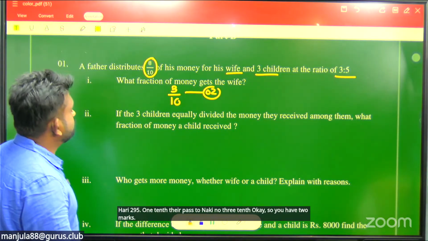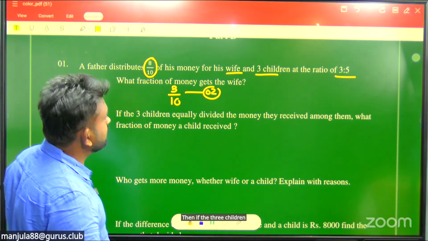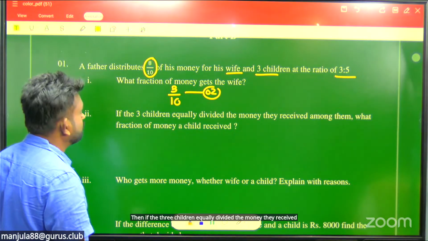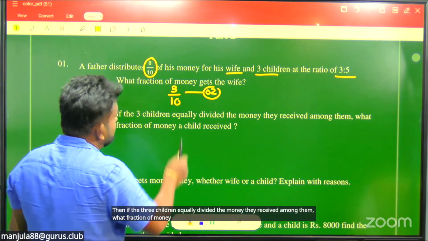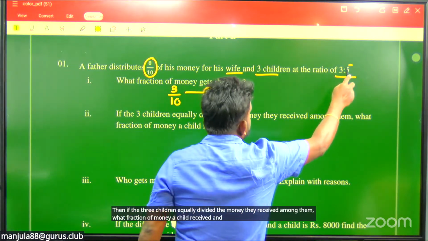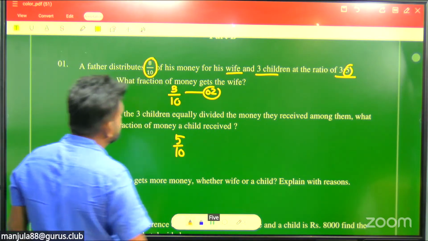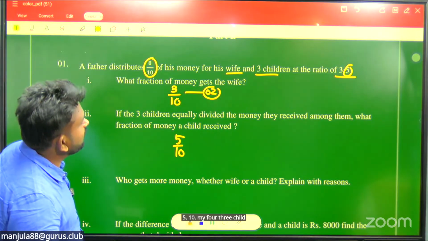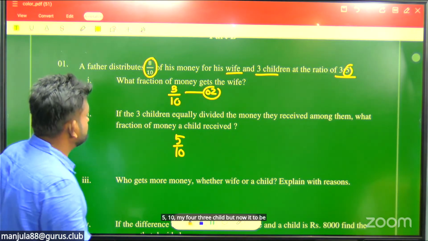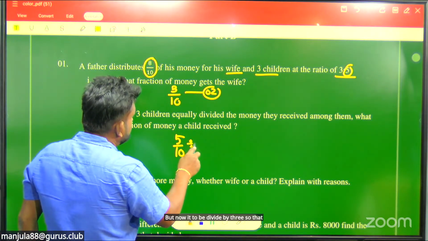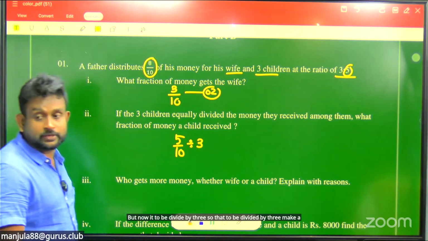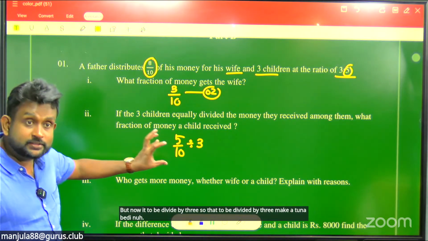Then if the 3 children equally divided the money they received among them, what fraction of money a child received? And for 3 children, what is the fraction? 5 tenth for 3 children, but now it has to be divided by 3. So that has to be divided by 3. 3ට බෙදෙන්න ඕන. Okay, so how to divide this kind of fractions?